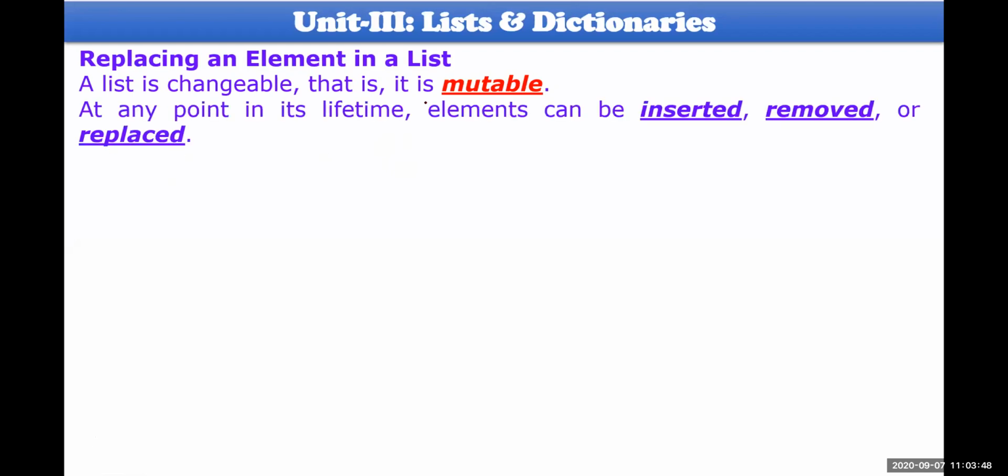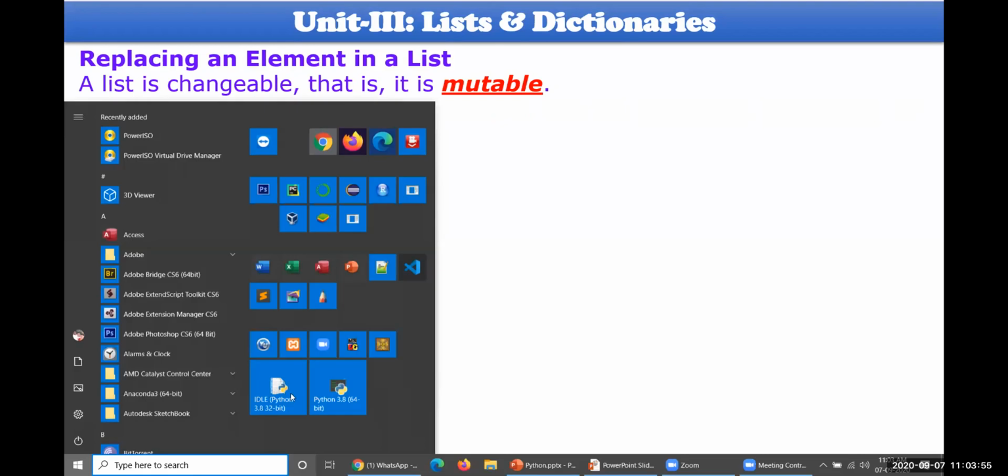So, the first point we'd like to consider is replacing an element in the list. So far, we have taken explanations in terms of Python variables or Python strings or any other kinds of variables. Everything is immutable in terms of all the other data types we have studied. How could you say that it is immutable?